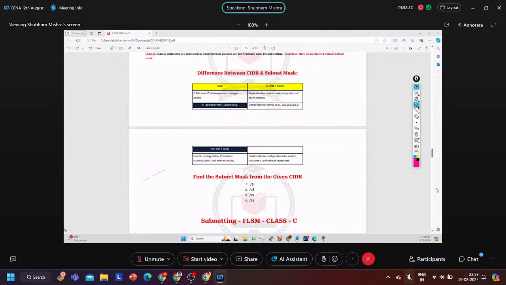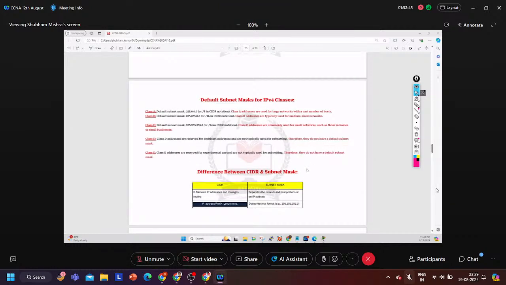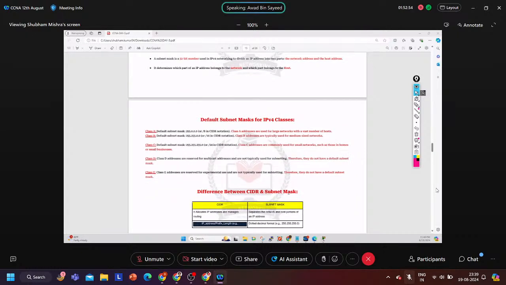The main difference is, CIDR is used to allocate the IP address and manage the routing. But in case of subnet mask, it separates the network part and host part in an IP address. And the second difference, CIDR is represented by slash notation, but in subnet mask, we represent it like dotted decimal. Clear, everyone?